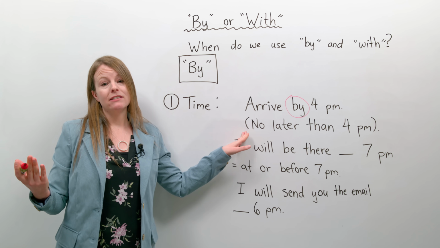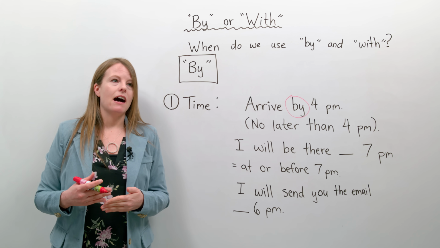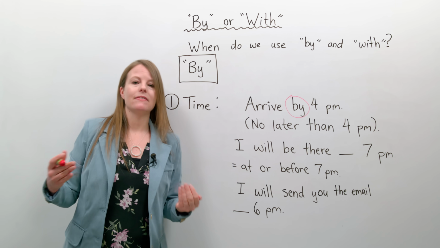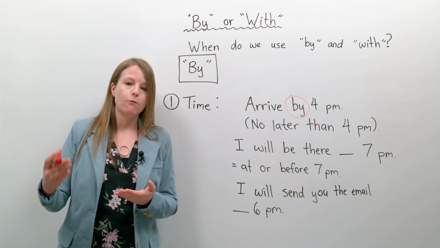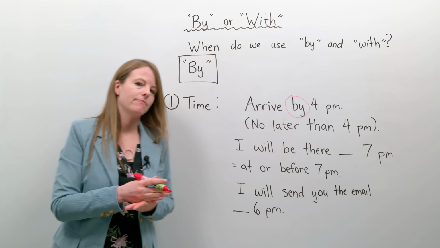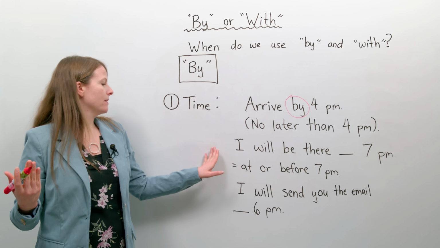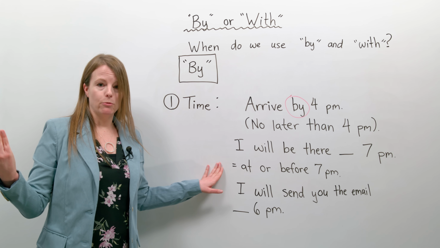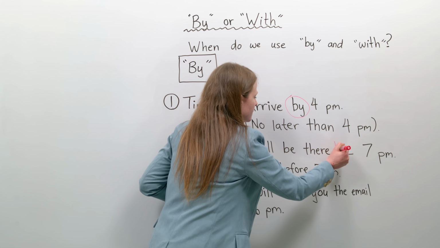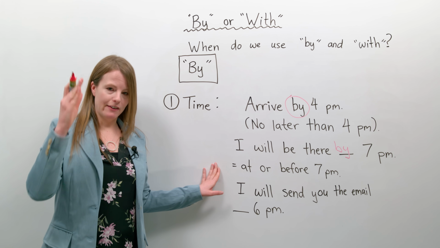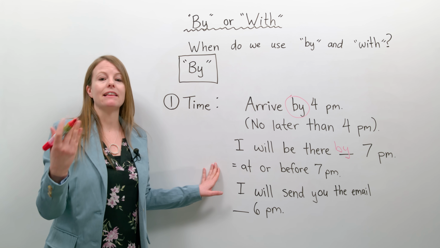So we use this a lot. Somebody might say, I'll arrive by 6 p.m. This means they're going to get there before 6 p.m. or right at 6 p.m. Here's another example. I will be there 7 p.m. So we can write in the word by. I will be there by 7 p.m. So 7 p.m. is the latest. I might be a little bit earlier.